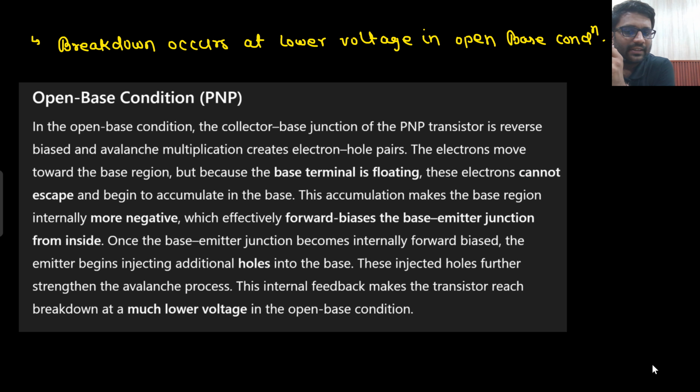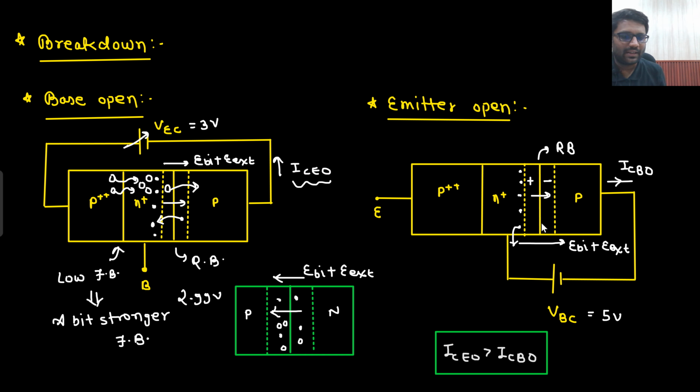So in the open base condition, the collector junction of the PNP transistor is reverse biased, and the avalanche multiplication creates some extra electron hole pairs. These electrons move towards the base region, but because the base terminal is floating, open base we are explaining, these electrons cannot escape and begin to accumulate in the base. What does that mean? Whatever the excess electrons were there, they can escape through this particular path, but here they cannot escape through any path because base is open, no?